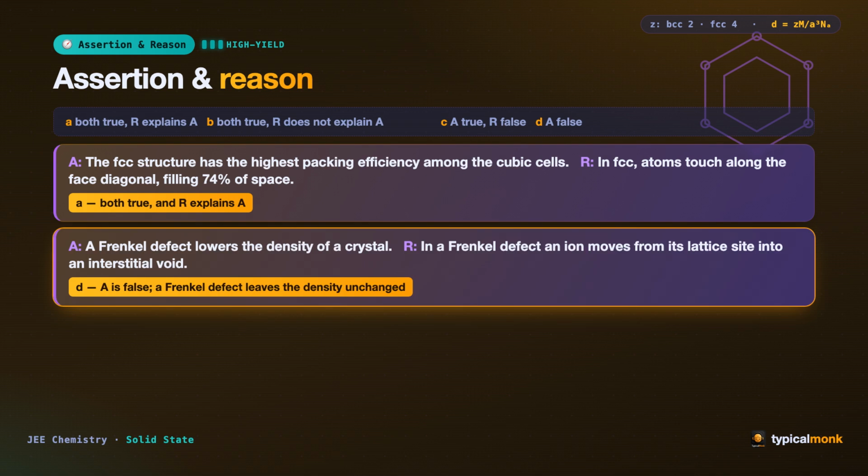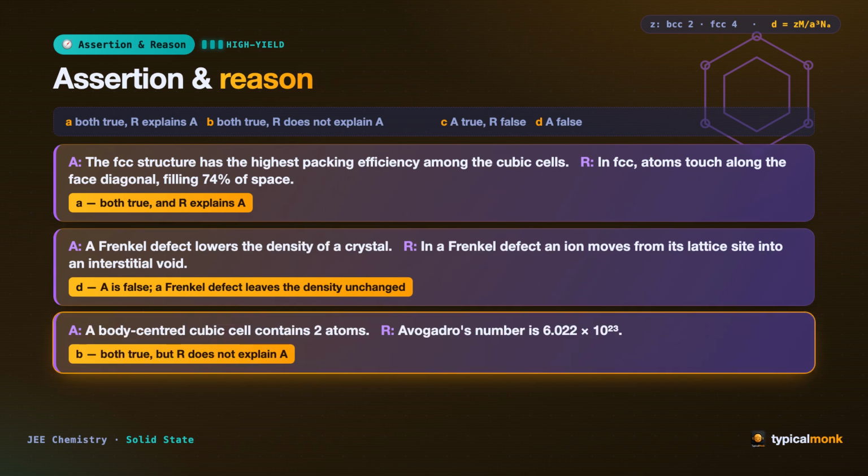Second pair. Assertion, a Frenkel defect lowers the density of a crystal. Reason, in a Frenkel defect, an ion moves from its lattice site into an interstitial void. The reason is true, but the assertion is false. In a Frenkel defect, the ion merely shifts, so the density is unchanged. It is the Schottky defect that lowers it. The answer is D.